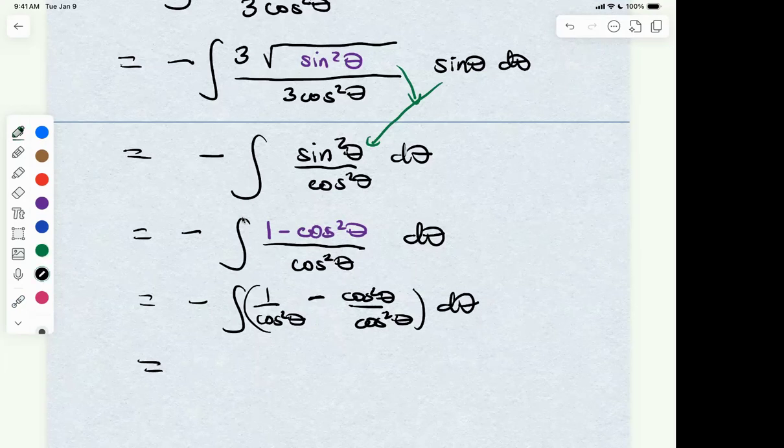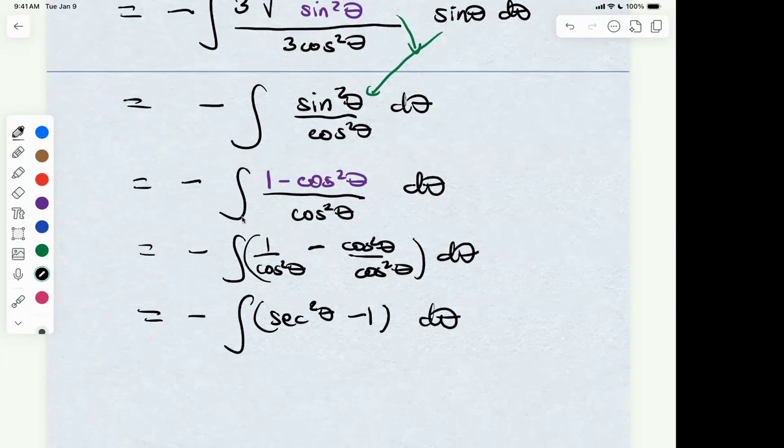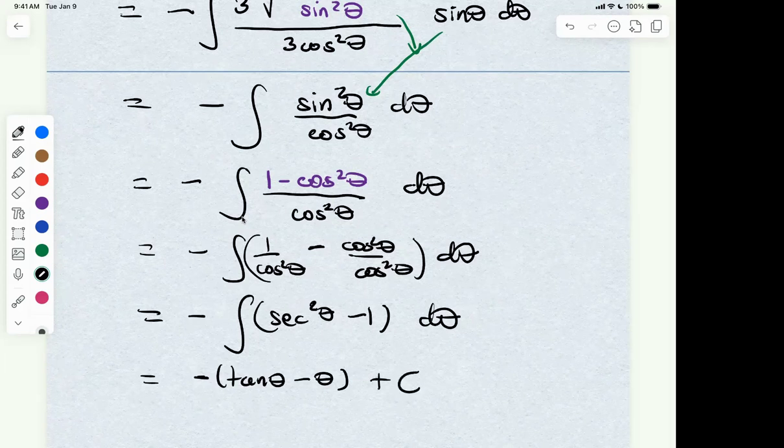Okay, and then this becomes minus, what is 1 over cosine squared? That's secant squared. Okay. And then cosine square over cosine square is just 1, right? And now each of these can be integrated easily because the integral of secant square is tangent and the integral of 1 is just theta, right? Because this is an integral with respect to theta. So you get minus tangent of theta minus theta plus the constant of integration.